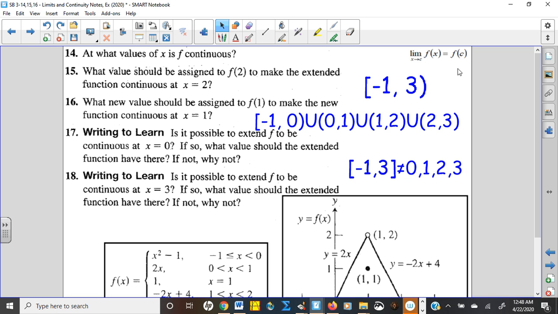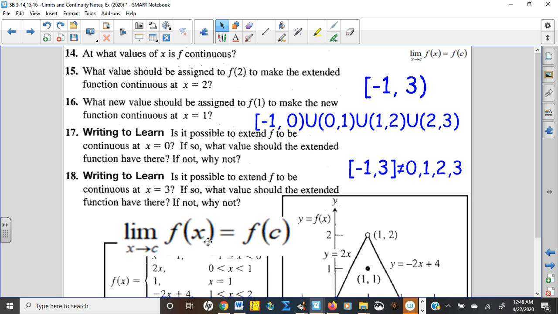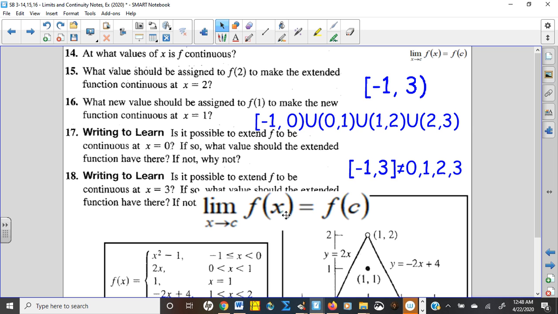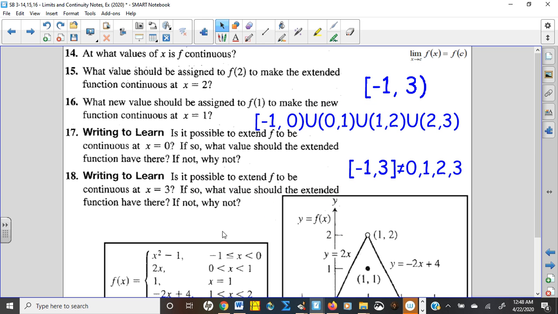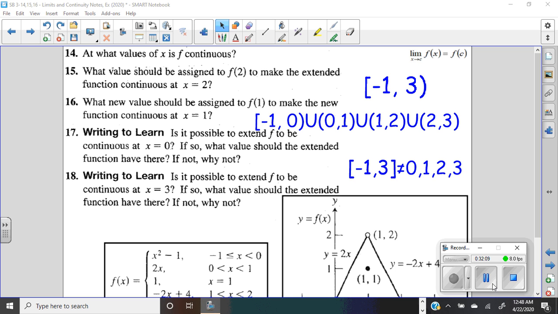Wrapping your mind around this definition is really the key this week, understanding what this means. And we'll talk next about fixing removable discontinuities. How do we rewrite equations for that to happen?